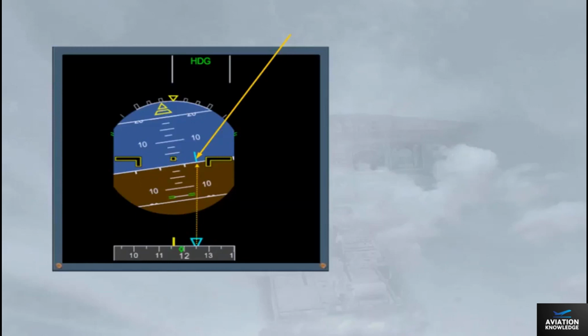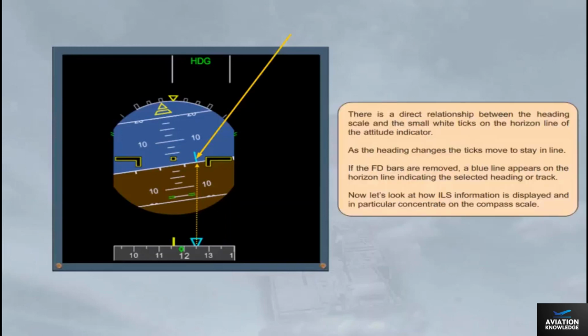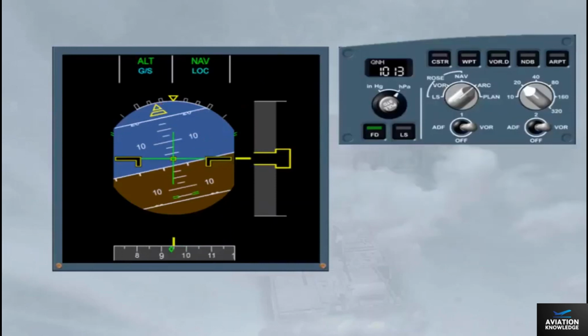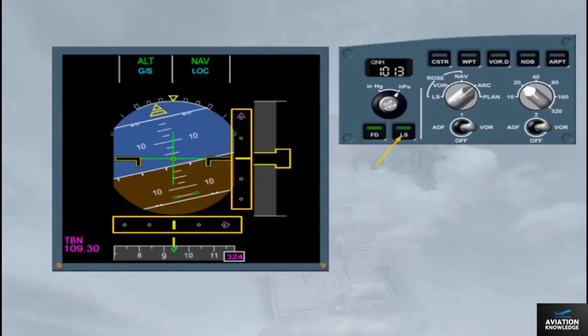Now, let's look at how ILS information is displayed and in particular concentrate on the compass scale. When the approach has been selected, an amber ILS indication flashes on the PFD, as long as the LS pushbutton is not pressed on the EFIS control panel. Notice that the lateral and vertical deviation indication scales and the ILS information are now displayed. Note, if the tuned ILS has a DME, the related distance is also shown.